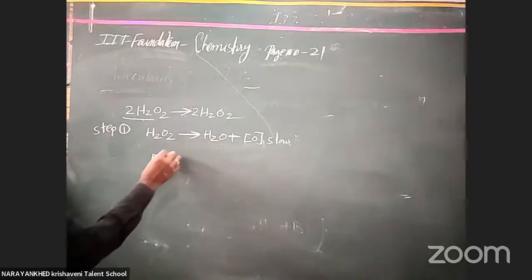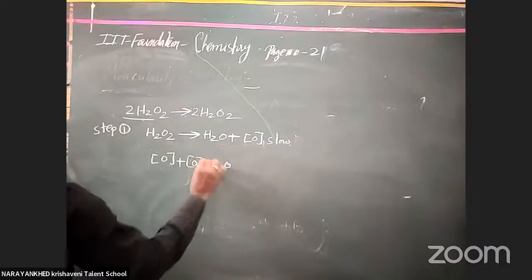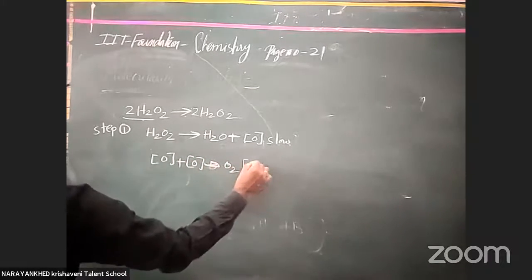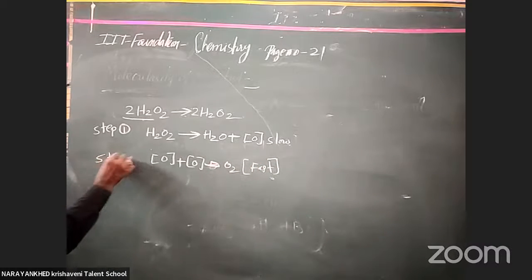And next, the O and O are combined together. What will it give? Oxygen. It is a fast reaction. They have given it like that. Step 2 reactions are given.